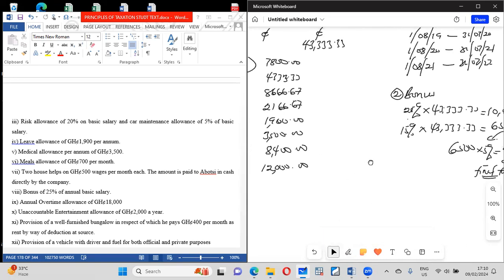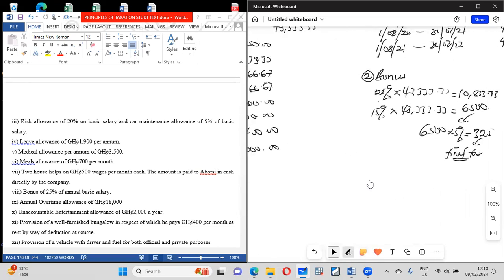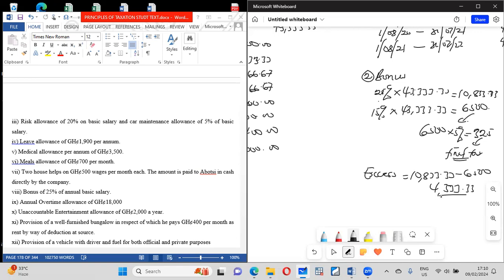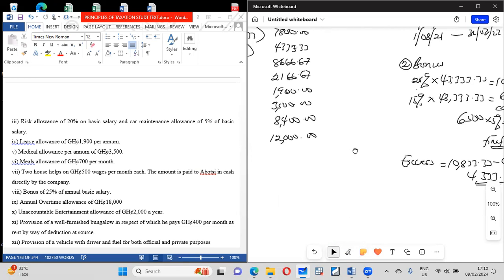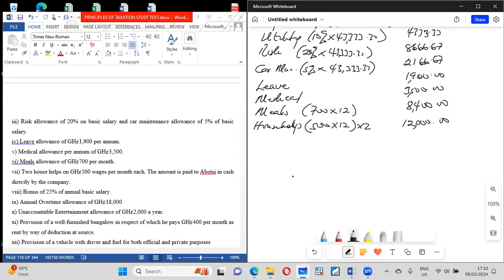So you come and add the excess here. Show the excess, which is 10,833.33 minus 6,500. It gave me 4,333.33. All right. So that is the excess bonus, workings 2. It's a lot, eh? 4,333.33. All right, that is what we have.